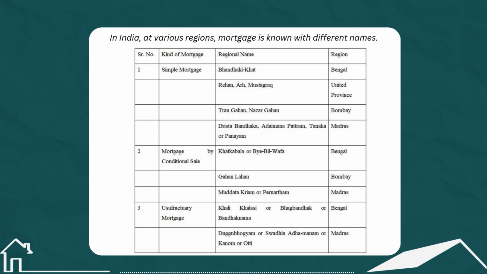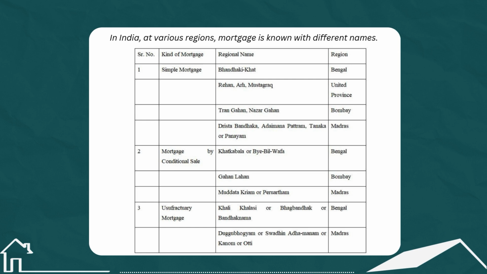Another kind of mortgage, mortgage by conditional sale, in West Bengal is known as Khatka Bala or Bil Wafa. In Bombay, this is known as Gehan Lehen. In Madras province, this is known as Muddata Kariyam. Another form of mortgage is usufructuary mortgage, which in Bengal is called Khali Khalasi or Bandhka Nama.